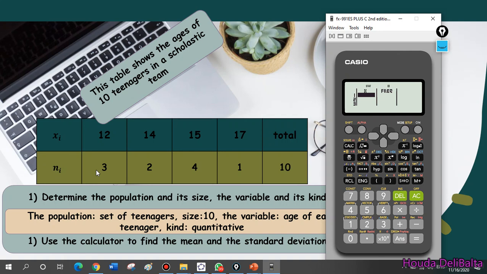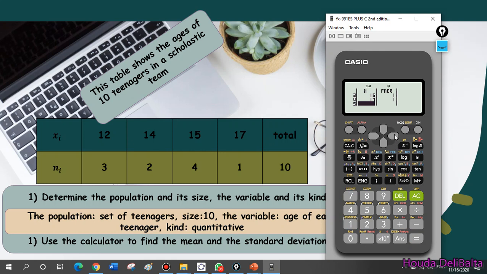Now we are going to enter the data. So how to enter the data? Here, the first value is 12, then 14, then 15, then 17. So we enter the values, then we enter the frequencies. So we start with 12. We press equal to go to the next line. Then 14. We press equal. So here we are just introducing the data. We are not calculating any of the mean or the standard deviation. Now 15, equal, and finally 17 and equal.